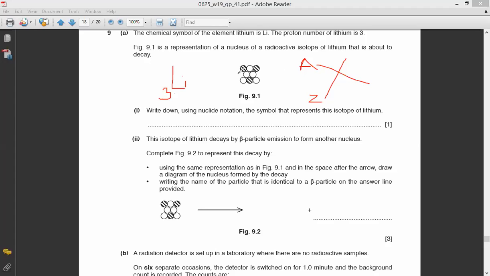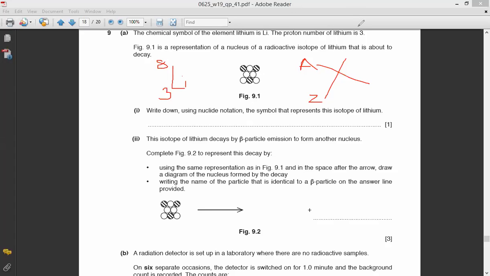Remember I told you that an element has a mass number, that's atomic mass, which is the sum of the proton and the neutron. So if 3 is the proton, the other ones are the neutron. What's the total number of circles we have here? It's 8. So this is what they want you to write. This is the answer for number one.